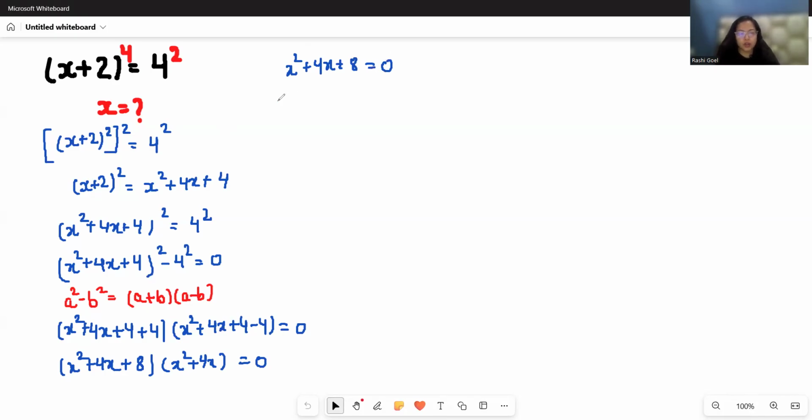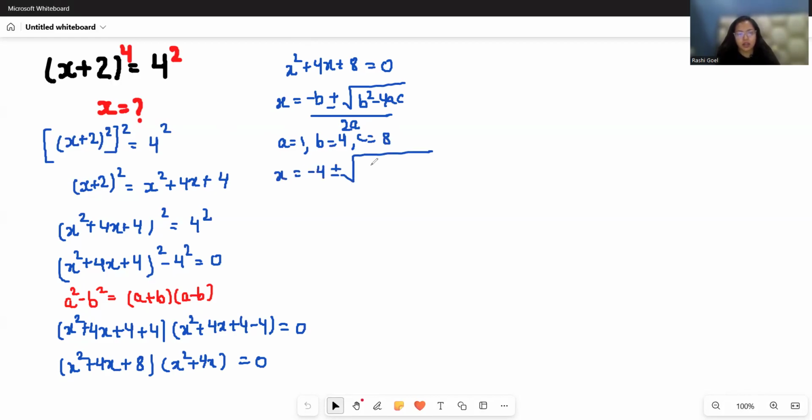So I'm going to use the quadratic formula, that is x equals minus b plus minus under root b^2 minus 4ac by 2a, where a is 1, b is 4 and c is 8. So x equals minus 4 plus minus under root 4^2 minus 4 times 1 times 8 by 2 times 1. So x equals minus 4 plus minus under root 16 minus 32 by 2.